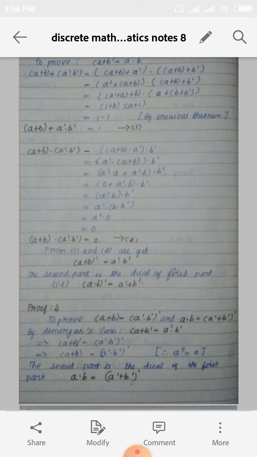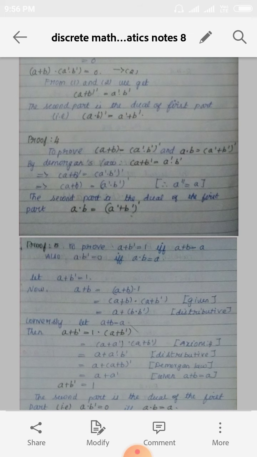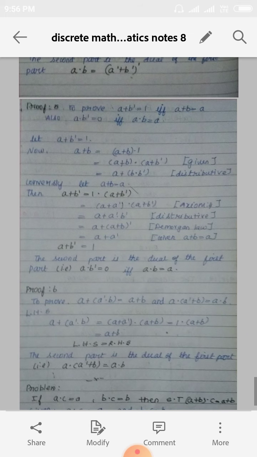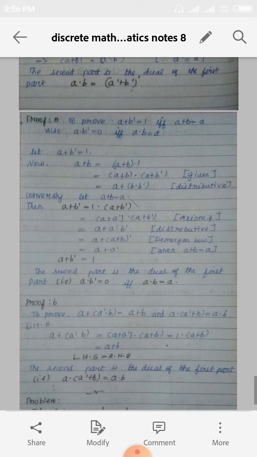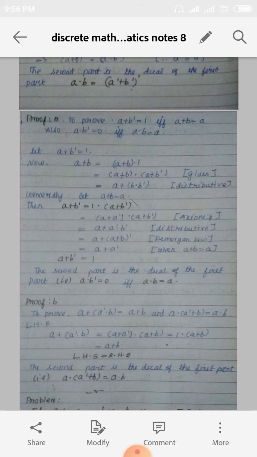So by De Morgan's law, we know that (A plus B)' is equal to A' dot B'. Right. So the second part is a dual of the first, that is A dot B is equal to (A' plus B')'. See the fifth proof. In the fifth proof, we have to prove that A plus B' is equal to 1 if and only if A plus B is equal to 1. Also A dot B' is equal to 0 if and only if A dot B is equal to A. So let us take A plus B' is equal to 1.